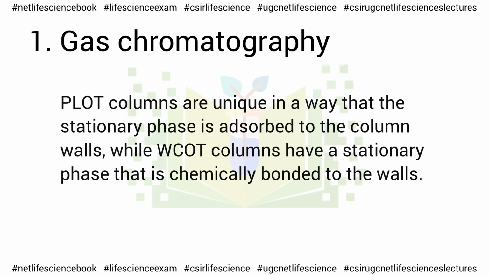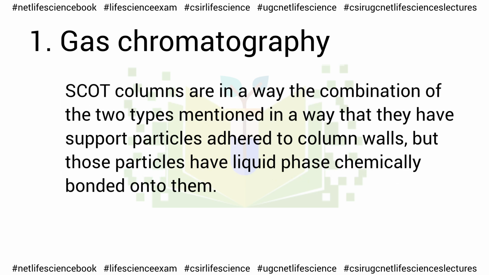columns. PLOT columns are unique in that the stationary phase is adsorbed to the column walls, while WCOT columns have a stationary phase that is chemically bonded to the walls. SCOT columns are in a way the combination of the two types mentioned, in that they have support particles adhered to column walls, but those particles have liquid phase chemically bonded onto them.